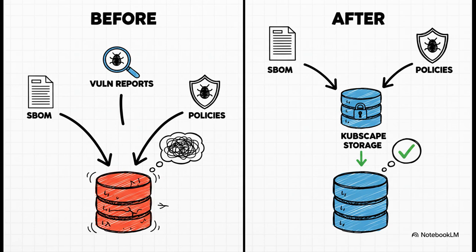Next up, another feature hitting that coveted GA status, Kubescape Storage. The genius here is all in the architecture. Instead of dumping all its security data like SBOMs and vulnerability reports into the main cluster database, it creates its own dedicated space. This keeps the main database, etcd, from getting totally bogged down, which is a huge deal for performance, especially in those massive high-density clusters.